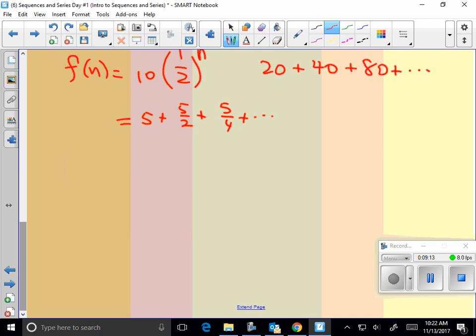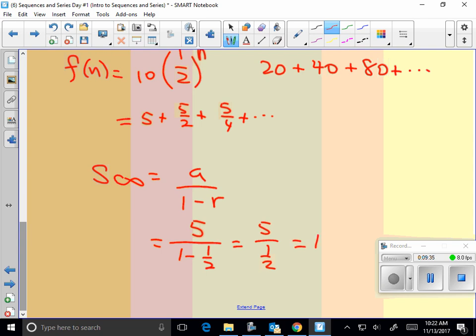And it's pretty easy to come up with that sum because the sum to infinity will be a over 1 minus r. Well, a is 5, 1 minus r is 1 minus 1/2, and what's 5 divided by 1/2? 10. It's going to add up to 10. The infinite sum of that will add up to 10. That only works. Infinite sum only works for geometric series if r is between negative 1 and 1.